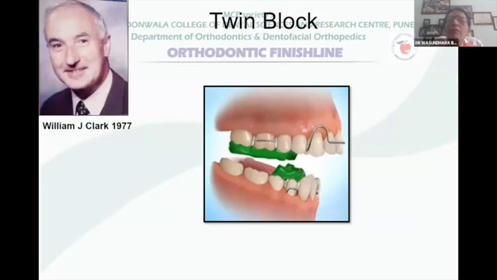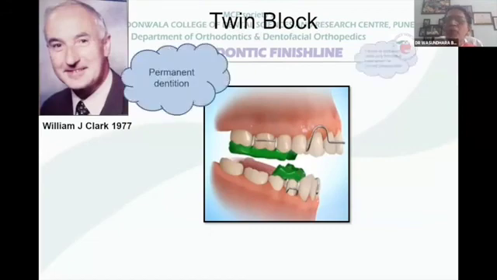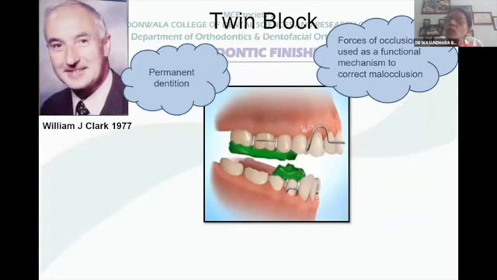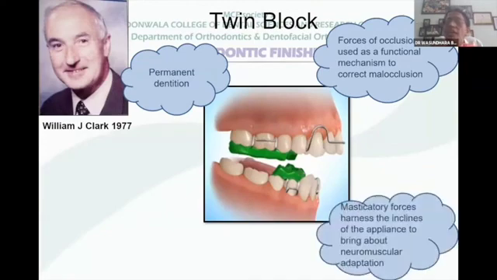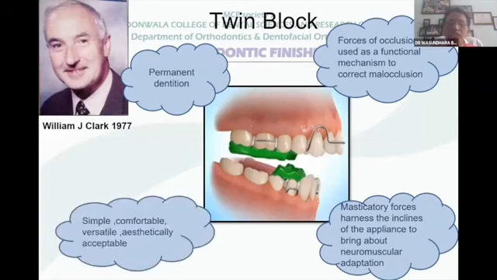Then the William Clark twin block appliance, early permanent dentition, and he has given importance to the forces of occlusion being the key factor in making it a class 2 malocclusion. The distally directed forces of occlusion have led to the class 2 malocclusion. So the inclined planes will guide the masticatory forces, will harness the masticatory forces and will bring about a neuromuscular adaptation. Yes, it is a two-piece appliance, simple, comfortable, versatile, aesthetically acceptable, permits jaw movements, and therefore it is a more preferred appliance today.